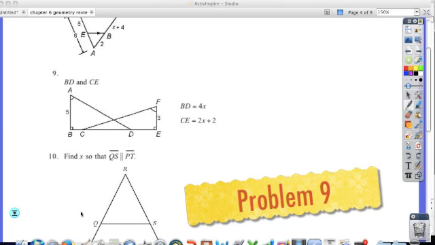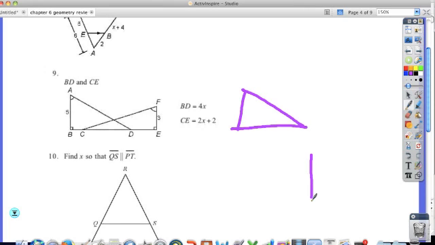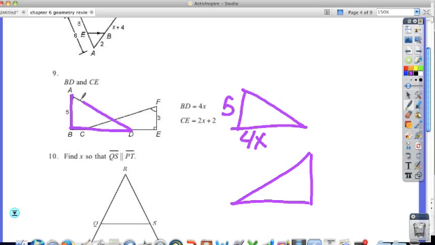Find x and the measures of the indicated parts, BD and CE. For this one, because the triangles overlap, I feel like the best thing to do is to draw the figures separately. Correct. Do you see how this triangle here works?